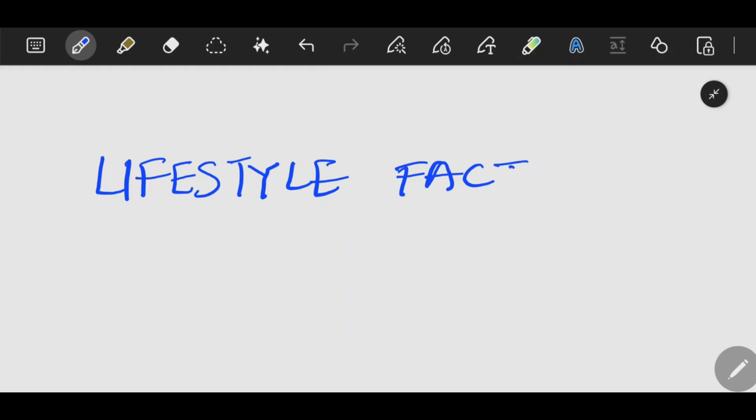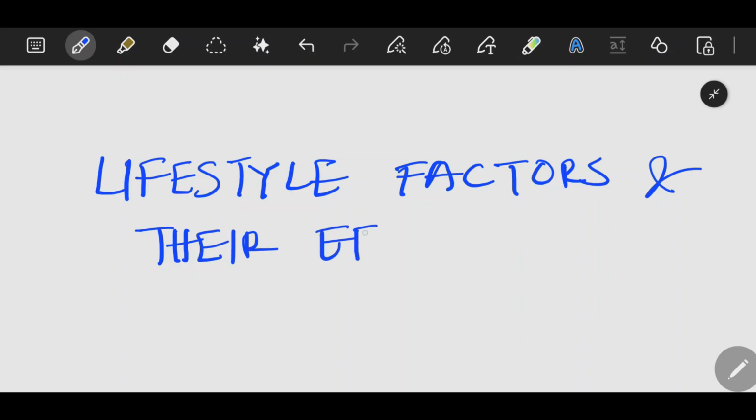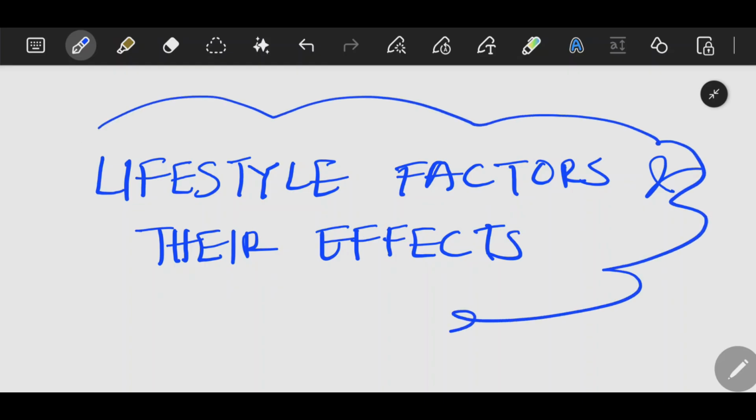So let's open up the floor with lifestyle factors and their effects. Nice little bubble around it. Under this topic, we're gonna start with exercise or physical activity.